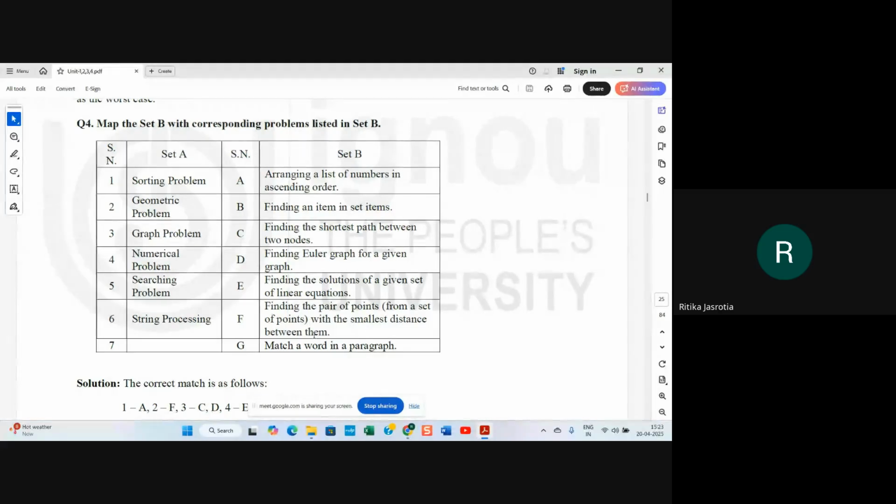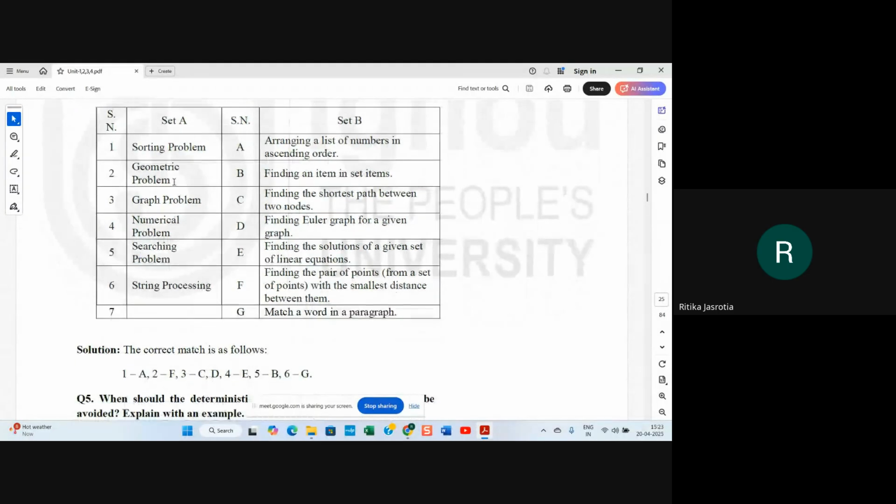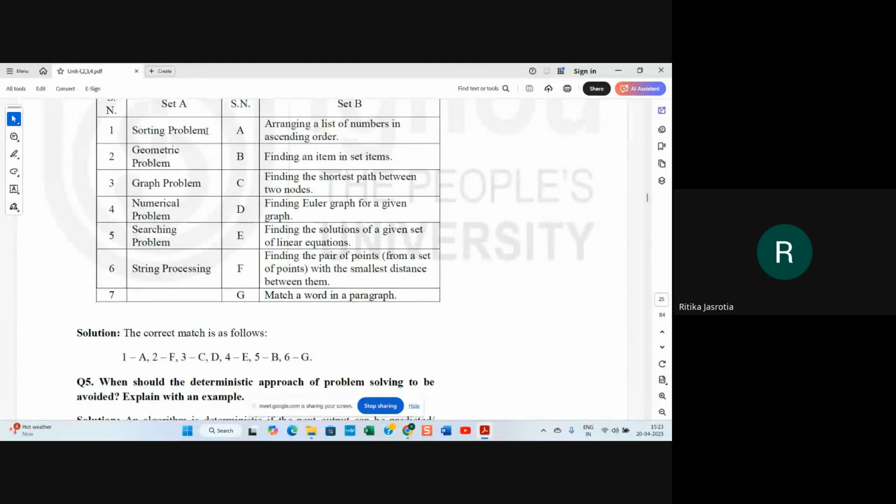Points with the smallest distance between them. Right. So these are given, and you have to match them. So if you see here, one is sorting, which is arranging a list. That is A. And the second is a geometric problem, which is F: finding the pair of points from a set of points with the smallest distance.